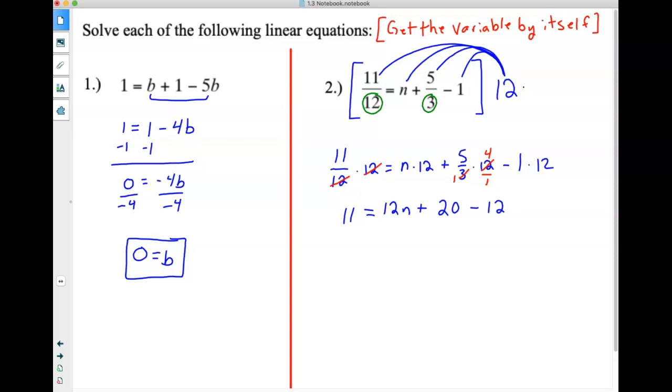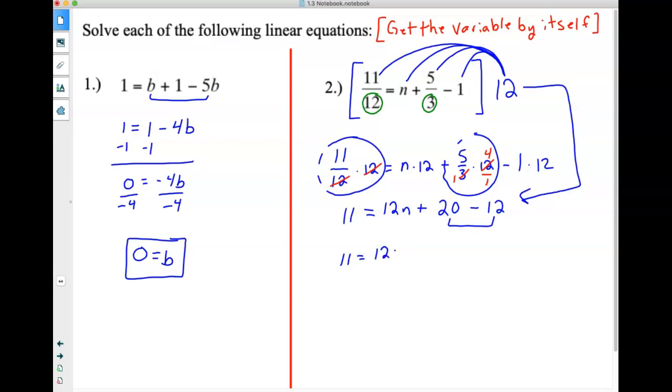Typically, I would go straight from this step and I would mental math these fractions right here in my head, and I would just go straight down to here. Then I'm going to put my like terms together here, and I'm going to have 11 equals 12n plus, what is that, 20 minus 12, that's plus 8. I am hence going to subtract 8 from both sides. And 11 minus 8 would be 3 equals 12n. Of course, I have to divide by 12. And I'm going to get n equals 3 over 12, and because it's a fraction, we always write our fraction in simplest form. That's 1/4.